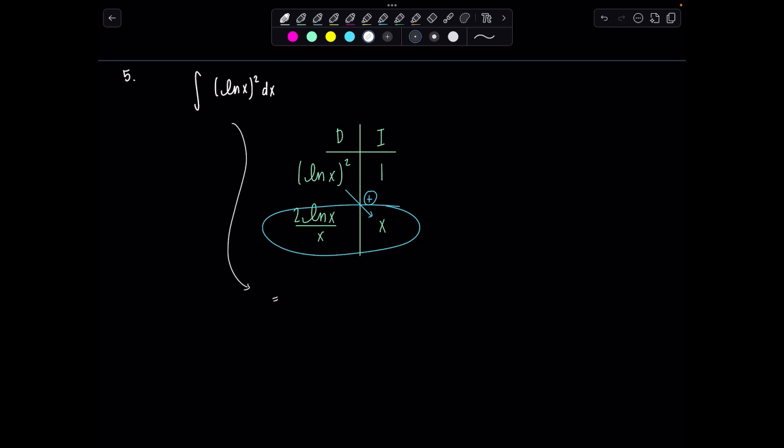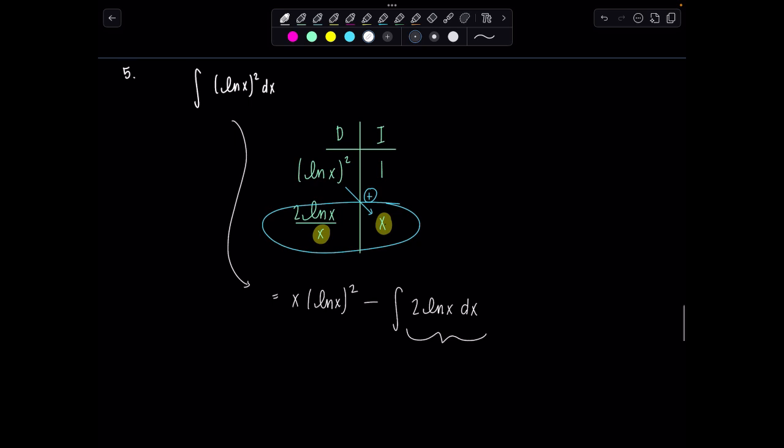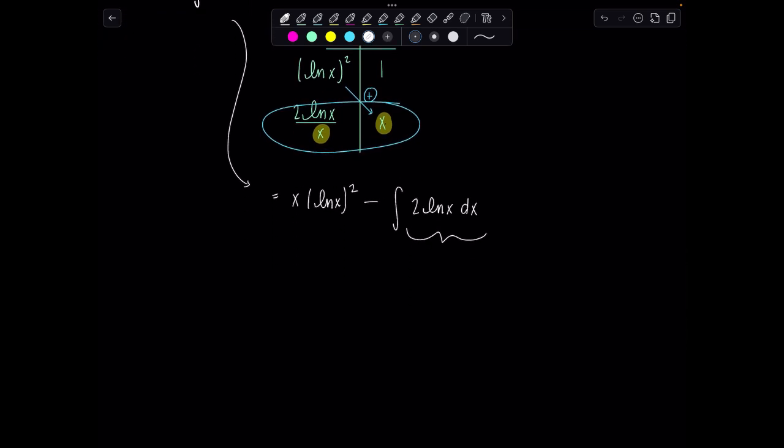Okay. So this is x times ln of x squared minus the integral of 2 ln of x. Those x's cancel, right? So I'm not even going to write them. dx. But then we're not done. We need to do by parts one more time on this guy. Again, you could set it up with u and dv, or if you really, really want, we can do tabular again.